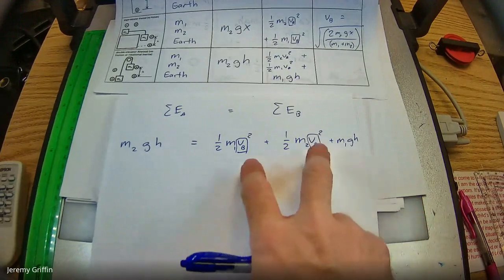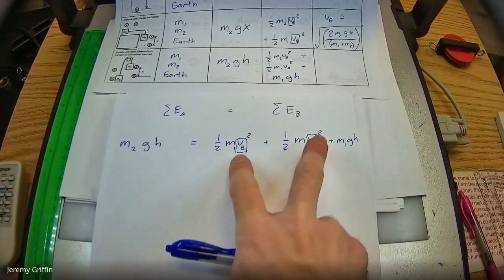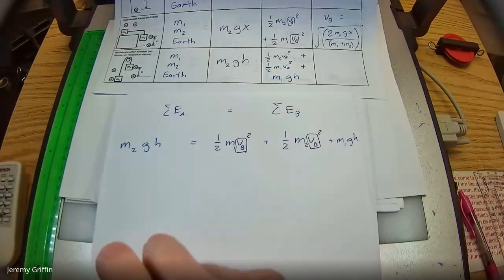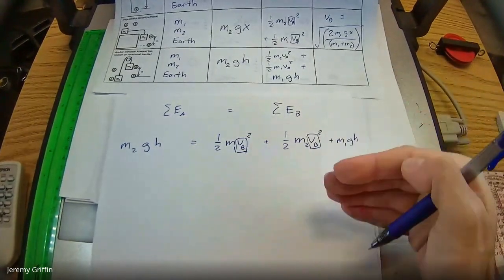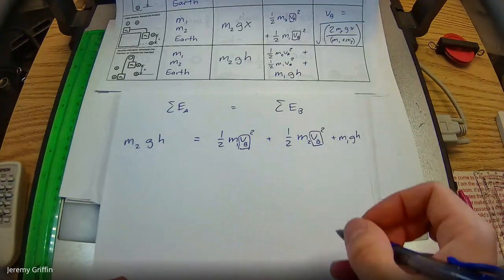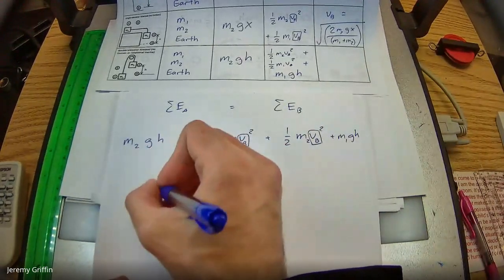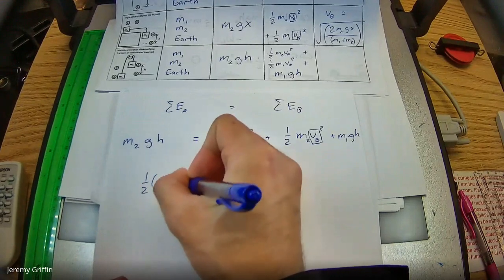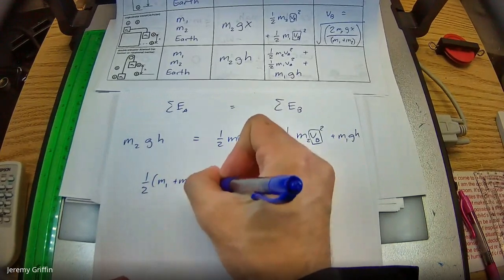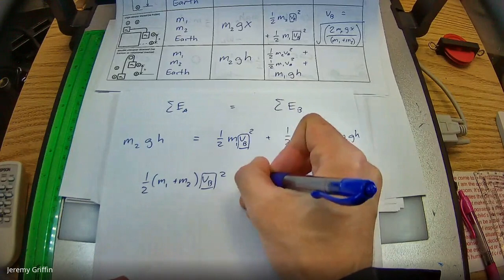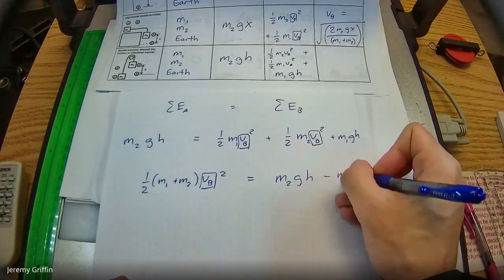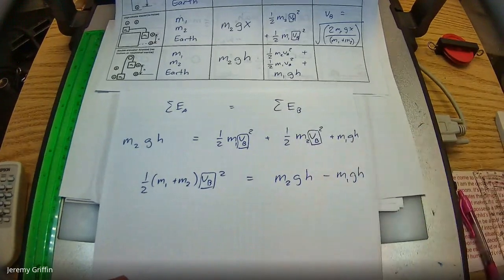Right. Let me pull these two together and factor out the VB squared, and at the same time, I'm going to slide the M1GH over. See if you can stay a step ahead. See if you can beat me to the answer. Right, so let's have an algebra race. So I'm going to do 1/2 (M1 plus M2) VB squared is equal to, I had an M2GH over there, but now I'm going to subtract over the M1GH. Like that.